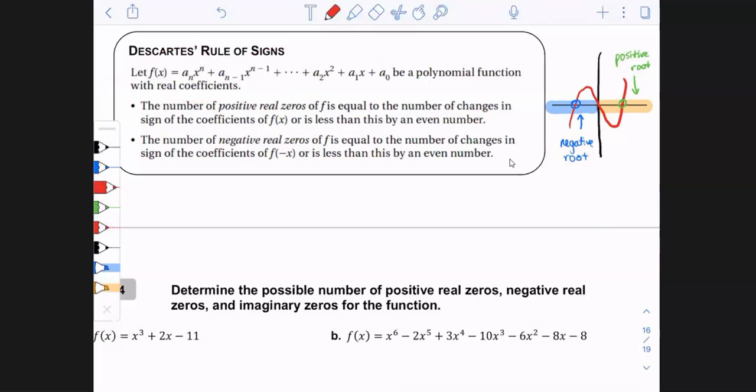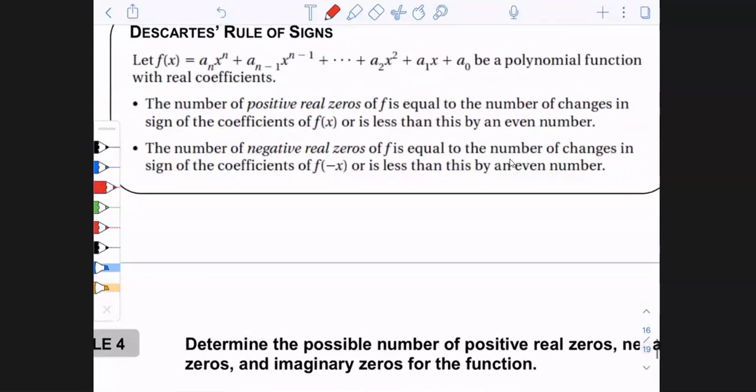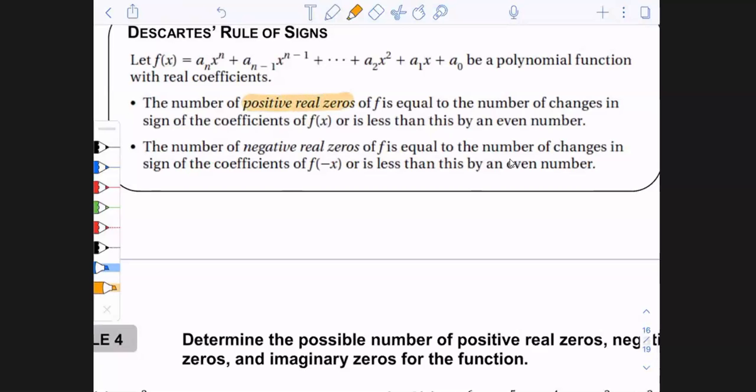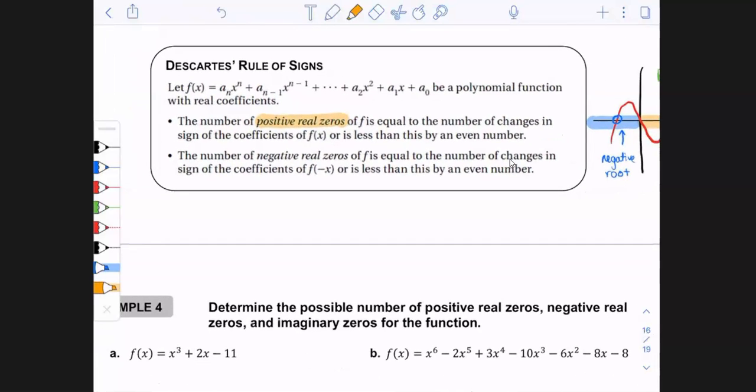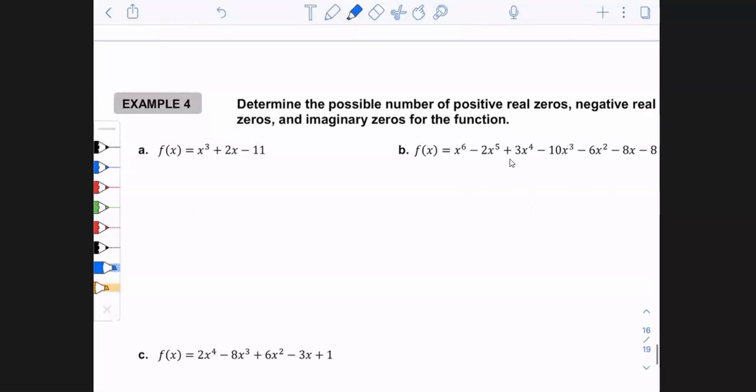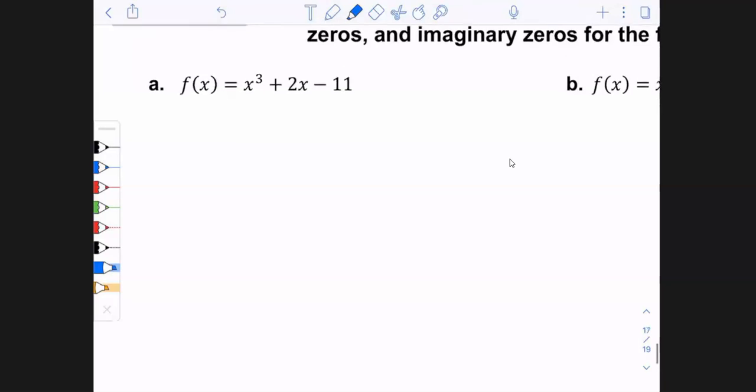So what Descartes noticed is he said, you have this beginning part, just a normal polynomial function. He saw that the number of possible positive real roots is equal to the number of changes in sign of the coefficients, or is less than this by an even number. And we'll talk about what that looks like. Then he said the number of possible negative real roots is equal to the number of changes of sign of f of negative x. So how we're going to use this, if you look at example 4, this is a little tricky because we're not really doing much actual math, we're just noticing some patterns here.